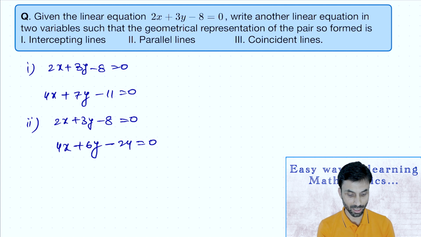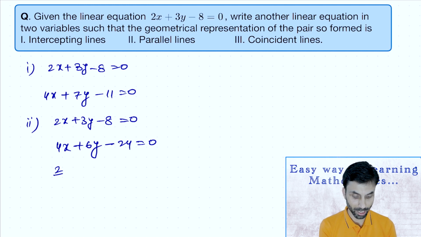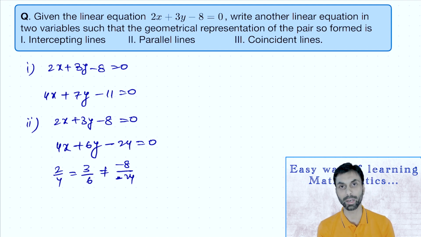So in this case, we can check here 2 by 4 is equal to 3 by 6, which is both half, but it is not equal to minus 8 upon minus 24, which is 1 by 3. So it will satisfy, and that's the solution of it. We can make many such examples.